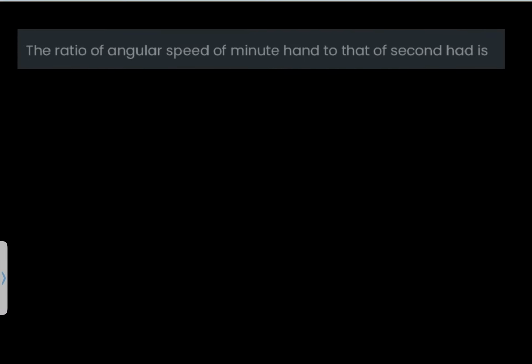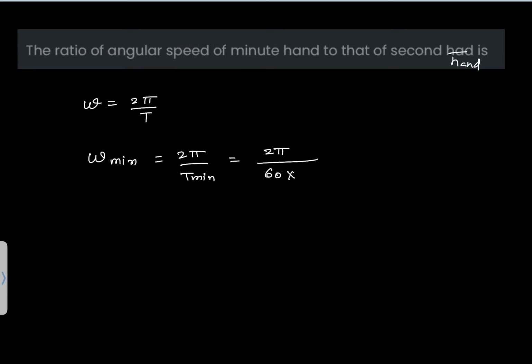So he's asking the ratio of angular speed of minute hand to that of second hand. I can directly write the formula omega equals 2 pi by T, which is the formula I'm going to use. So here I just have to write omega of minute hand, so I can say 2 pi by T minute. Now, one revolution of the minute hand will take 60 into 60 seconds. One revolution of minute hand will be 1 hour.